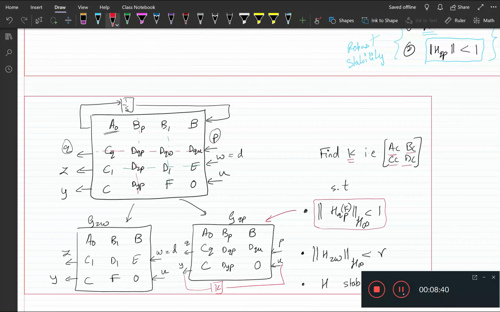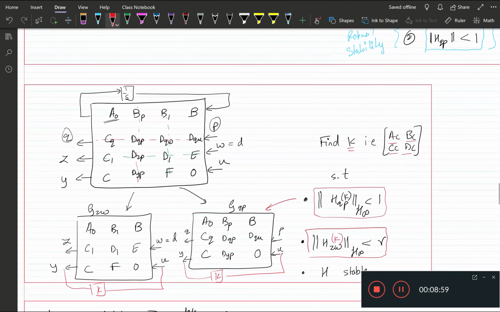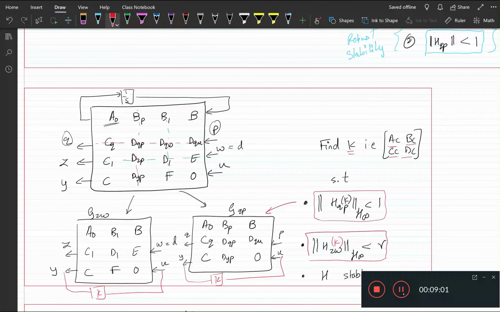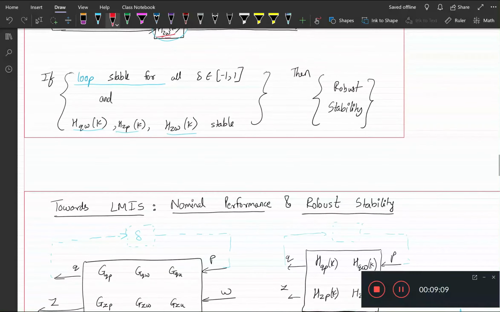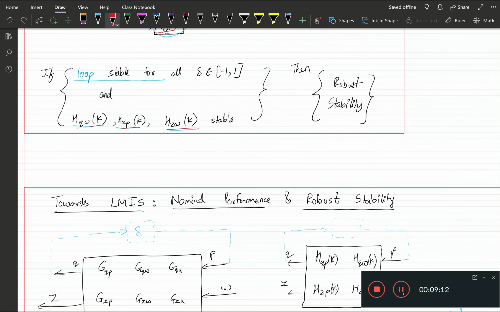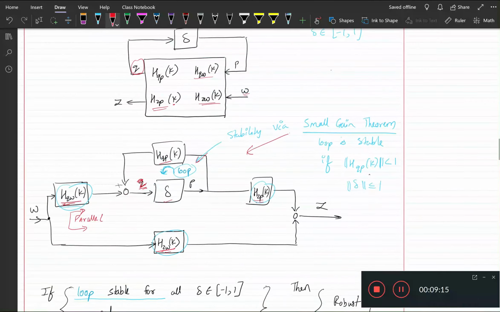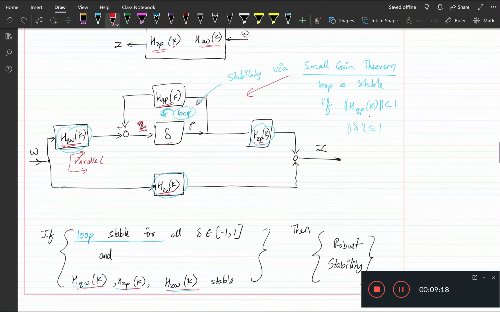And we want to have nominal performance, so the HZW system, which is again depending on K, that is when we close this loop here, that system is having an H infinity norm less than gamma, and the overall closed loop system H is stable. So the closed loop eigenvalues are in the left half plane, and this makes sure that this condition is satisfied, which is nothing but these three transfer functions being stable, along with this one of course, but for this one we have an additional condition.